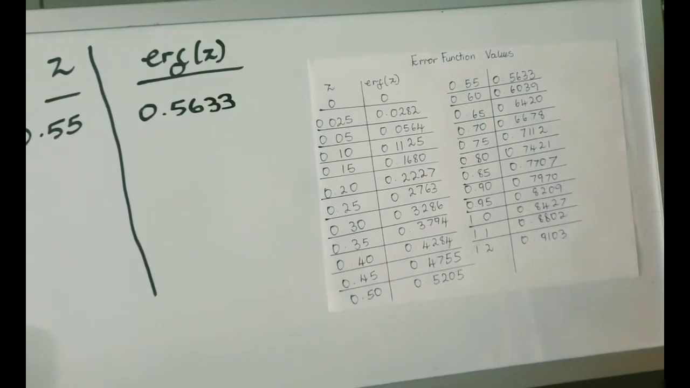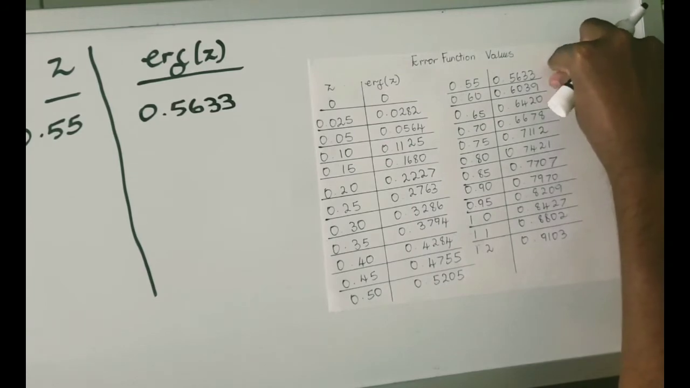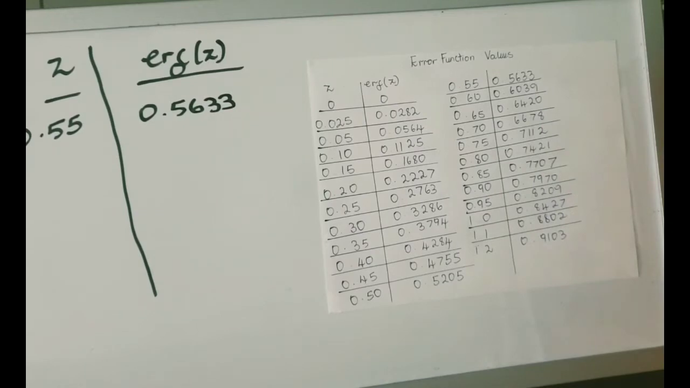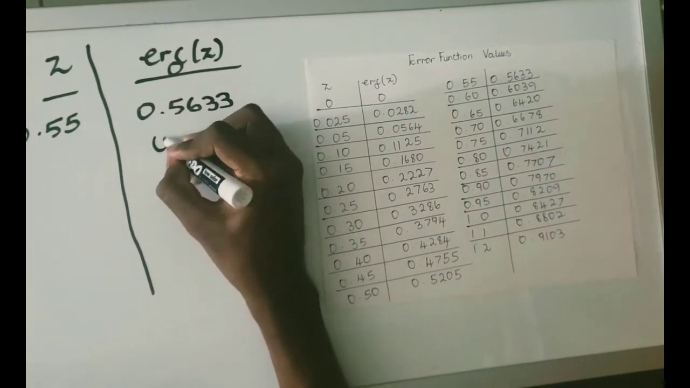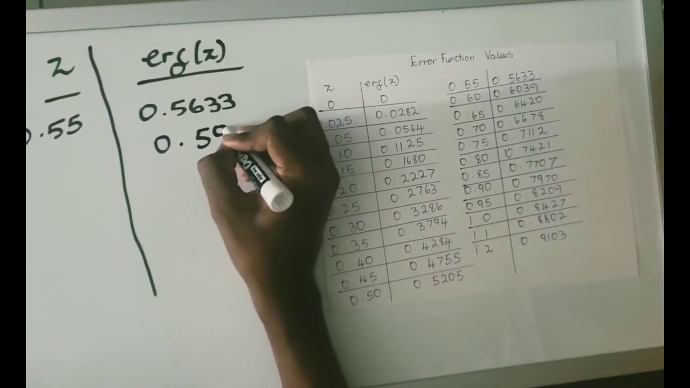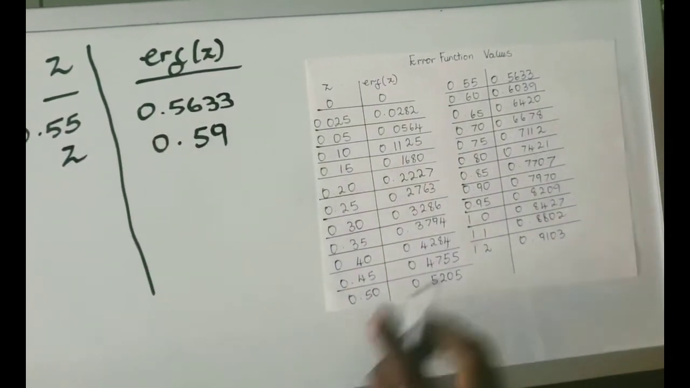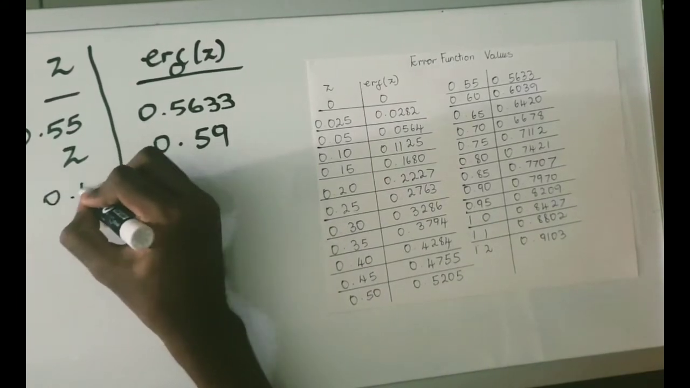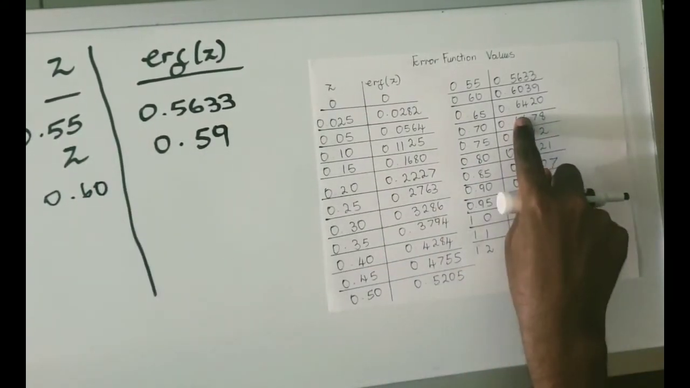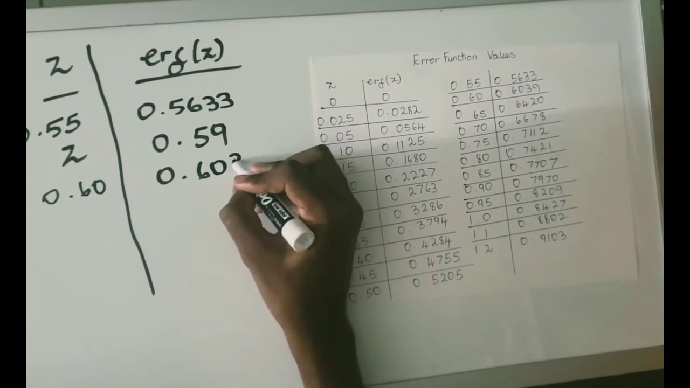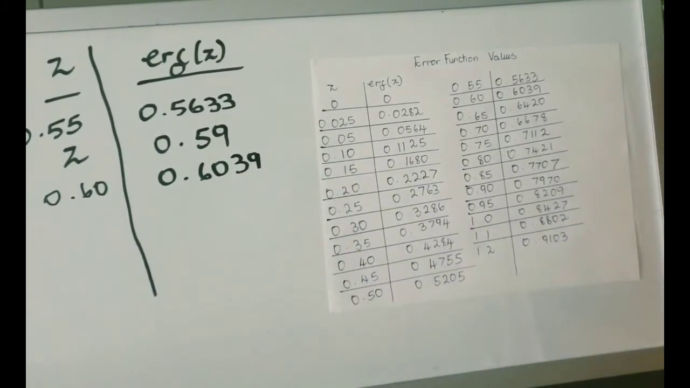Let's make it a little bit interesting and let's make it work the other way around. Let's take a random value in between 0.5633 and 0.6039. Let's try 0.59. So 0.59. We don't know what our z is, so we just call this z, and then 0.60 matched up with 0.6039. So we can put this away now.